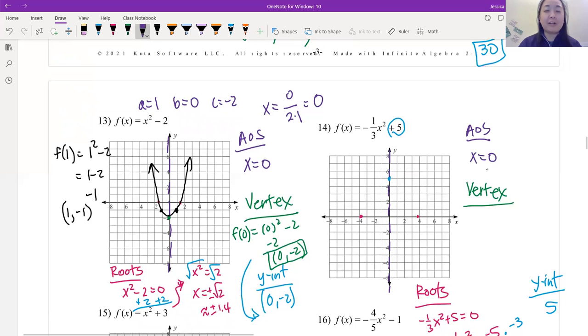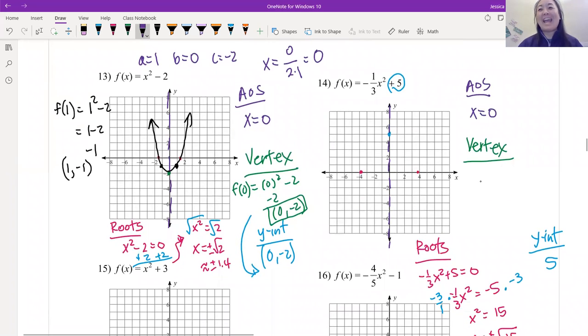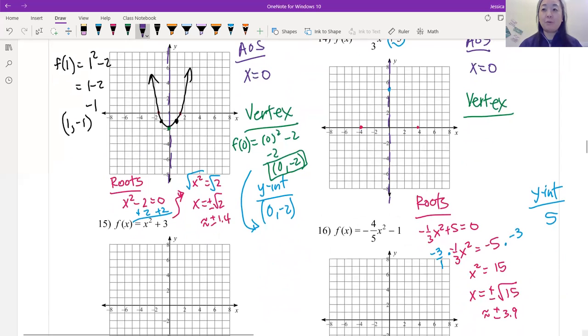Okay, so our AOS is going to be, what is it called? X equals 0. There we go. I forgot for a moment. I was like, what am I doing? Where am I? And if you wanted to use what we did for factored form, we could just take our roots, plus square root of 15 plus negative square root of 15, right? Divide that by 2, and you still get 0, because square root of 15 plus negative square root of 15 becomes 0.